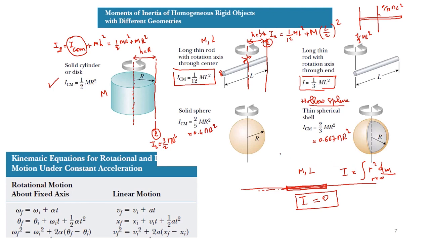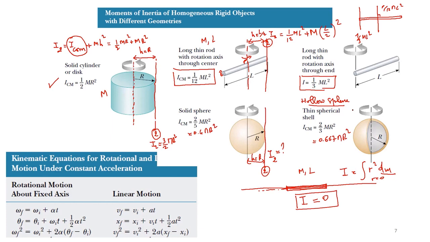Now, I will use the parallel axis theorem. Let me choose an axis passing through here, and let me call it axis number 2. Of course, h here is equal to R. So what is the moment of inertia of this solid sphere with respect to the new axis of rotation 2? Calculate it at home. It's the parallel axis theorem.